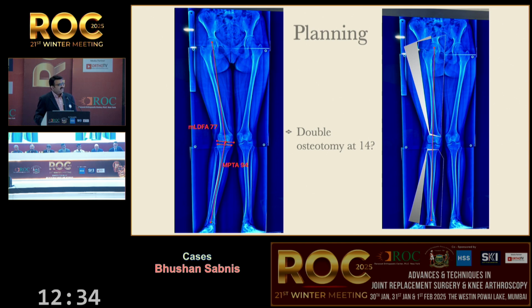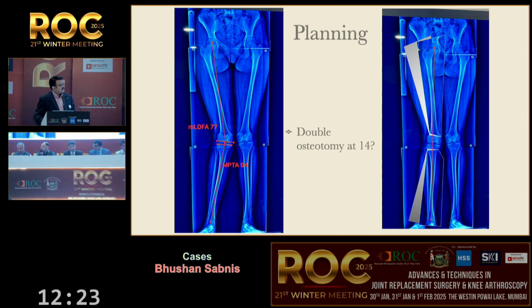So again, any different thinking from Roshan, Sunny? No, I agree with the plan. Double level osteotomy, distal, lateral. I would do a distal femur open wedge, lateral side, and medial close wedge.